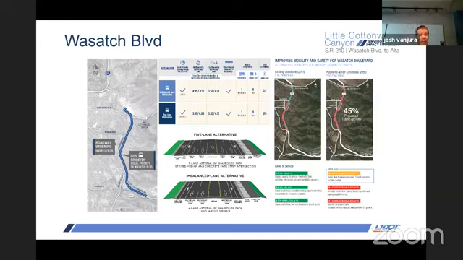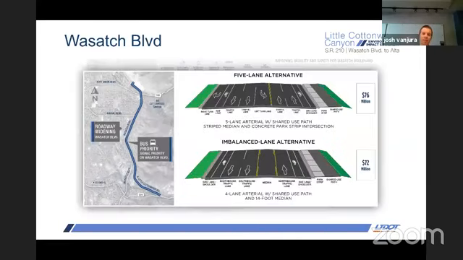So UDOT evaluated 5 different alternatives to help solve this congestion problem that's anticipated or exists and is expected to grow on Wasatch. And they looked at transit only, roundabouts, reversible lanes, imbalanced lanes, and a 5-lane section. And only 2 of those alternatives met UDOT's goal of level of service D or better during that PM peak time, which is the southbound traffic. And those 2 options were the 5-lane alternative and the imbalanced lane alternative.